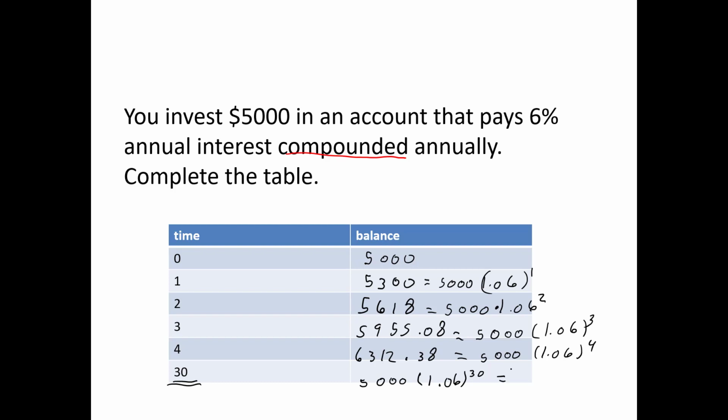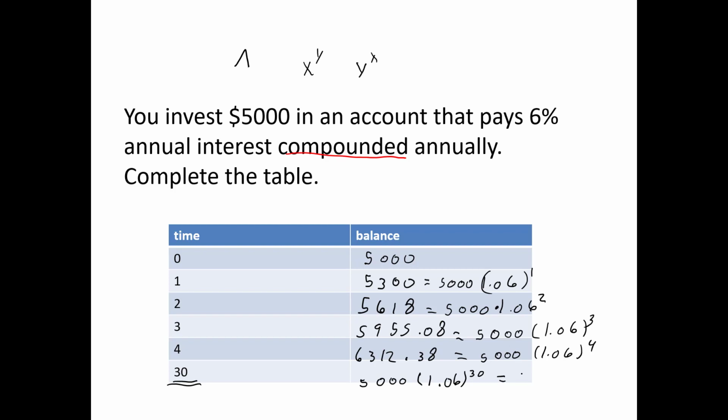Now you need to learn how to use your calculator to do things like this. You don't want to do 1.06 times 1.06 30 times. So you're going to have either a button that looks like this, that means to the power, or you'll have a button that says x to the y or y to the x. That's so that you can put in a different exponent. And what you're putting the exponent on is the 1.06. So you're going to do 5,000 times 1.06 raised to the 30th power.